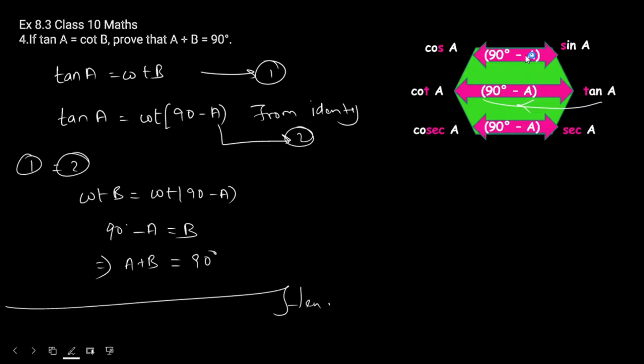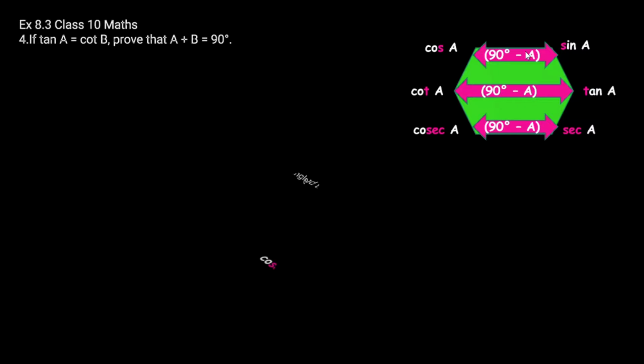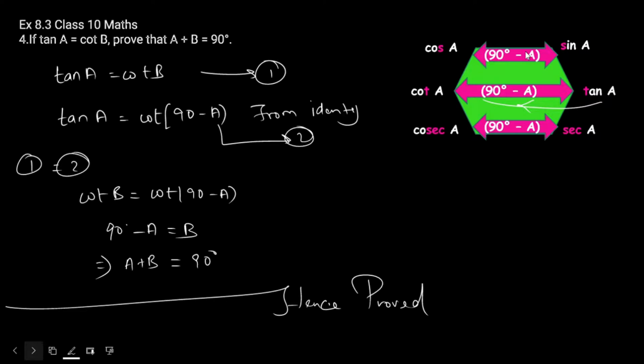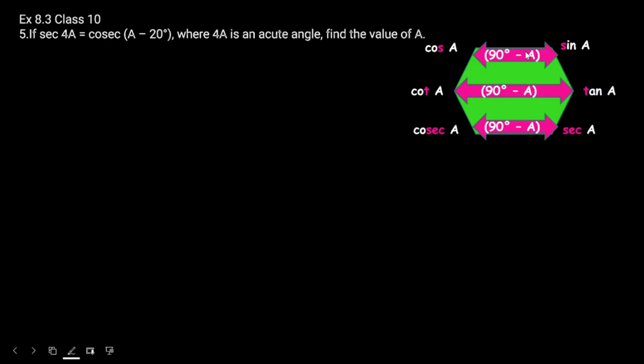Now let us move on to, hence proved. Now let us move on to problem number 5. Same thing we are going to use. First, equate the given equation as equation number 1 and use the identity.